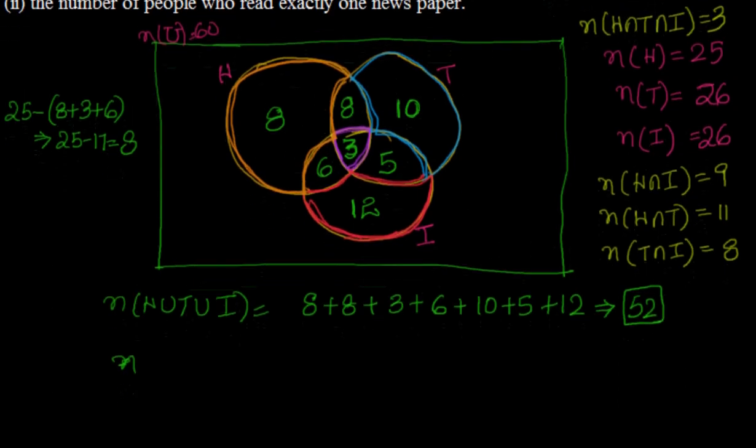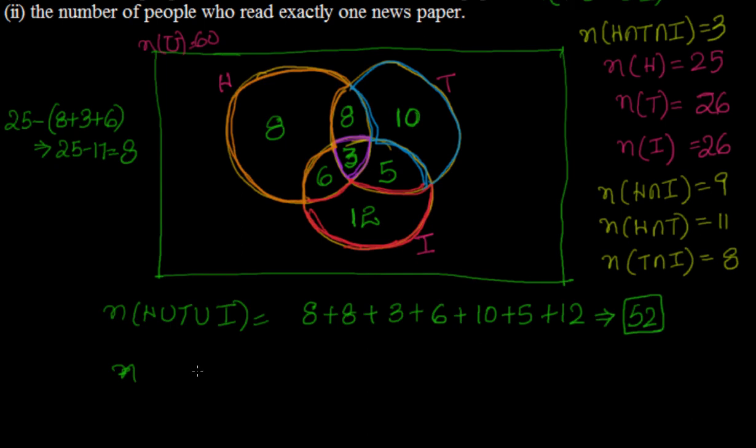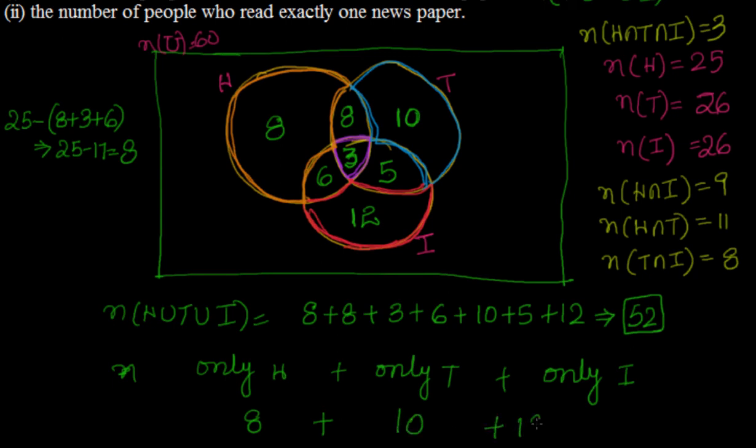What is it that we have to find out? The number of people who read exactly one newspaper is the people who read only H plus only T plus only I. Now how many people read only H? Only H are 8, only T are 10 and only I are 12. So you can add them up, that's nothing but equal to 30. So the people who read only one newspaper read either H or T or I. They don't read H and T, they don't have two papers, only one paper. Those sum up to 30.